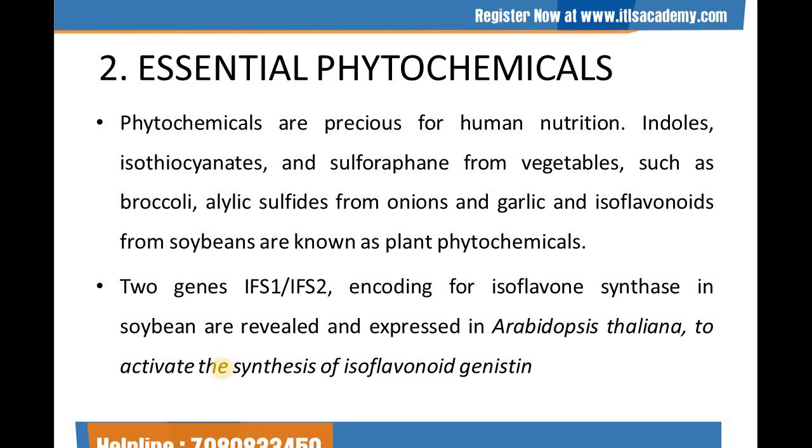Indoles, isothiocyanates, and sulforaphanes from vegetables such as broccoli, allylic sulfide from onions and garlic, and isoflavonoid from soybeans are known as the plant phytochemicals. Two genes, IFS1 and IFS2, encoding isoflavone synthase in soybean, are revealed and expressed in Arabidopsis thaliana to activate the synthesis of the isoflavonoid genistein.